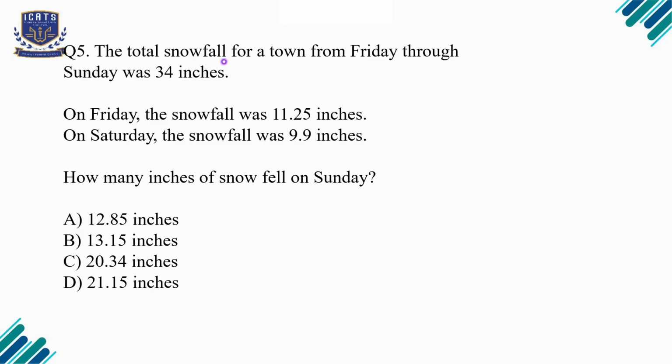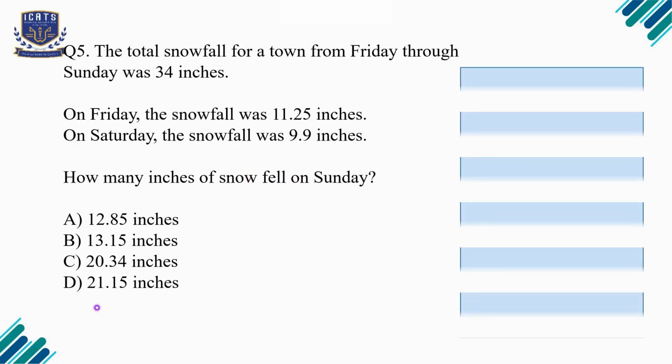Question number 5. The total snowfall for a town from Friday through Sunday was 34 inches. On Friday, the snowfall was 11.25 inches. On Saturday, the snowfall was 9.9 inches. How many inches of snow fell on Sunday? So, four options are given to us.